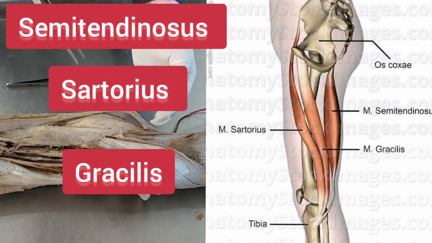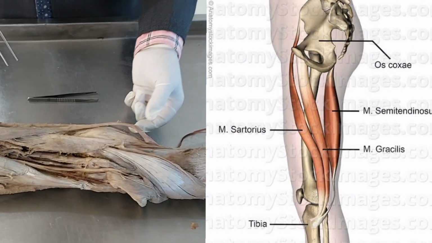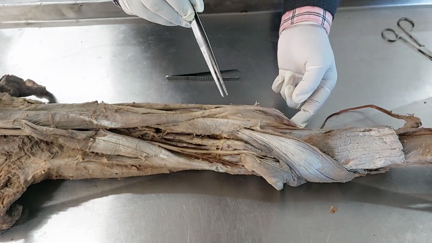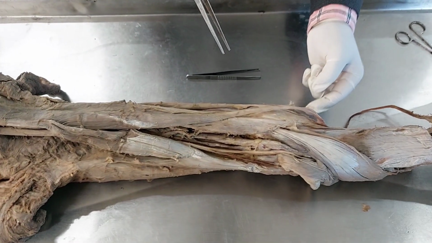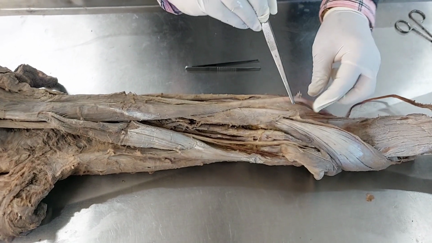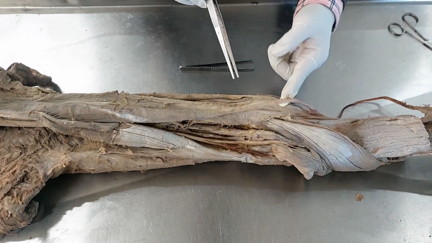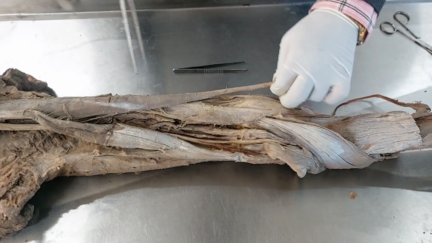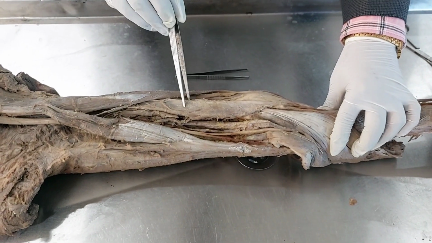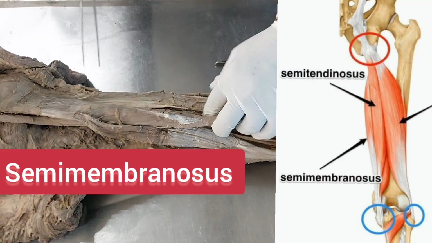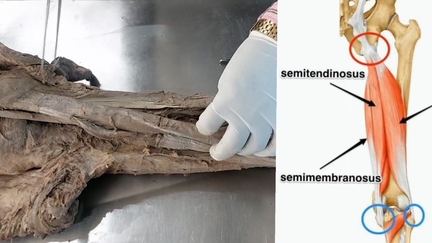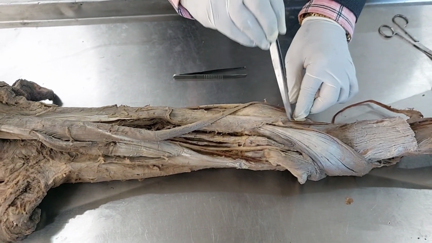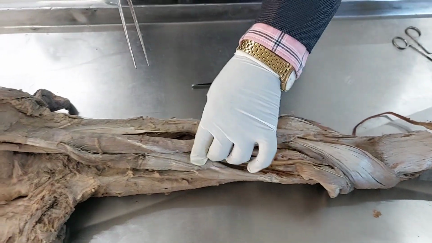The 3 muscles come from 3 different parts of the hip bone: the semitendinosus from the ischium, gracilis from the pubis, and sartorius from the ilium, and their nerve supply is also different. The semitendinosus is supplied by the tibial component of sciatic nerve, sartorius by the femoral nerve, and gracilis by the obturator nerve. Then deep to the semitendinosus is the semimembranosus. This muscle also has the same origin from the ischial tuberosity here and inserts on the posterior surface of the upper end of the tibia.